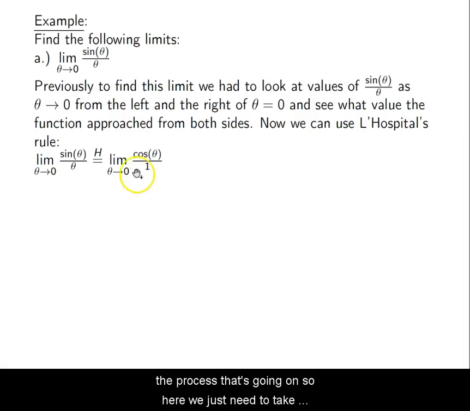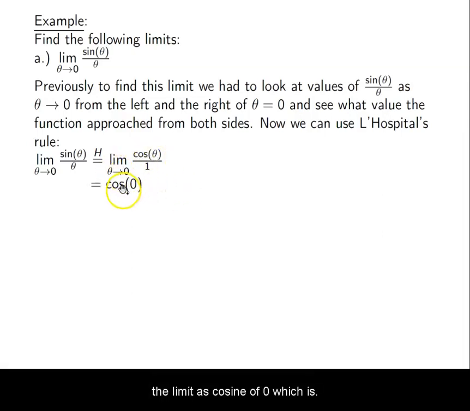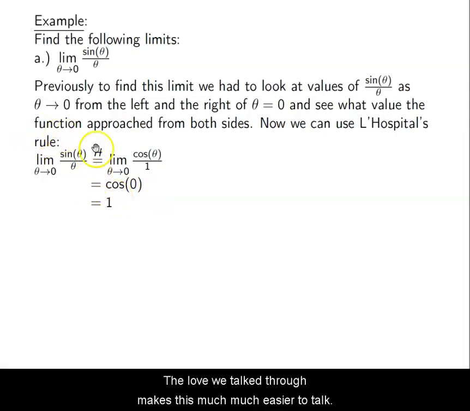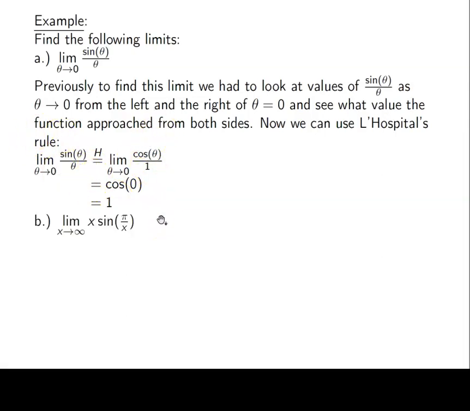So here, we just need to take the limit as theta goes to 0 of cosine of theta, which is continuous at this point. So I just plug in 0 and I get out 1. Okay, so L'Hopital's rule makes this much, much easier to calculate.